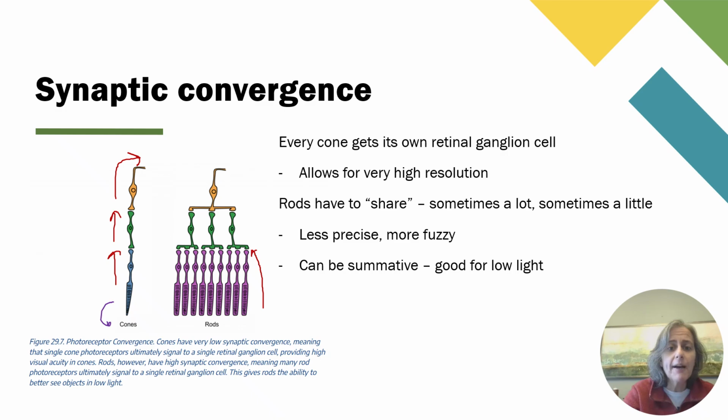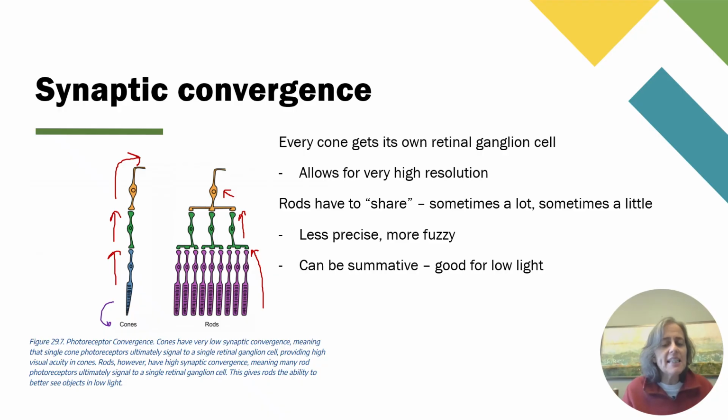And 3 of them have to share this bipolar cell, right? And then there's 3 of these bipolar cells to signal this one retinal ganglion cell. So if this one retinal ganglion cell fires, you don't know which of the 3 bipolar cells, or certainly not which of the 9 rod cells it was that was actually activated by light. So this is less specific.